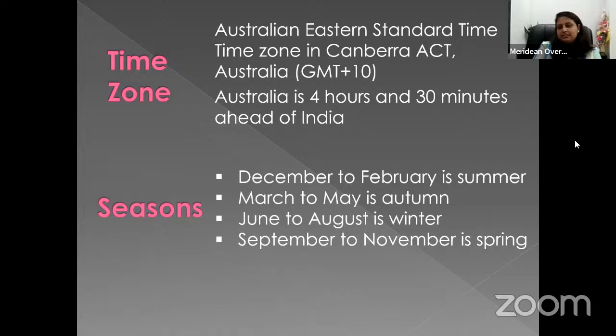As far as seasons are concerned, they are totally opposite to what we have in India. From December to February, they have summer. March to May is autumn. June to August is winter. And September to November is spring.